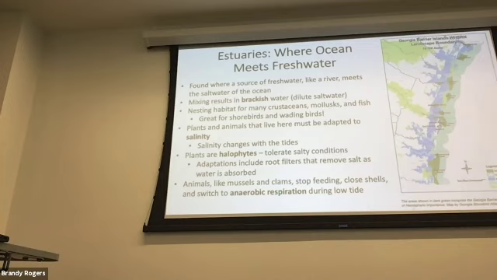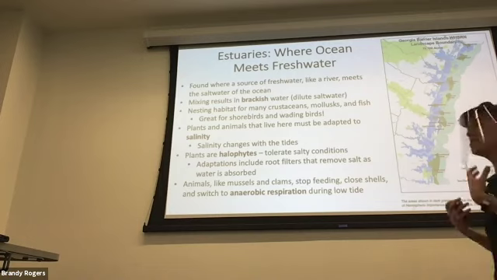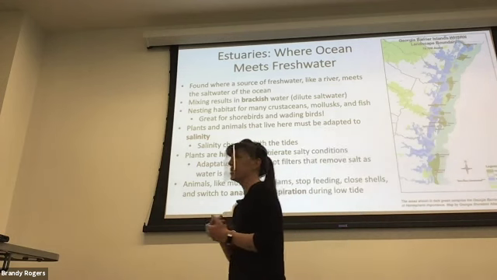What do you think? Salinity is going to decrease because remember you've got flowing fresh water now in the opposite direction, and so it's going to be constantly fluctuating. Well, how about you and me? How well adapted are we to changes in salinity?